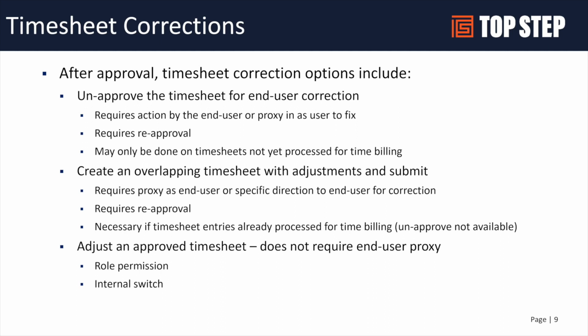And lastly, this was a game changer way back in the day when they came out with this, adjustments of approved timesheets. The beauty here is you don't have to proxy in as the user. If you have the permissions in your role, you can just go into a timesheet, you can adjust it and make the changes need be, and off you go. And this was, like I said, a game changer from having to do either an overlapping or a non-approval.